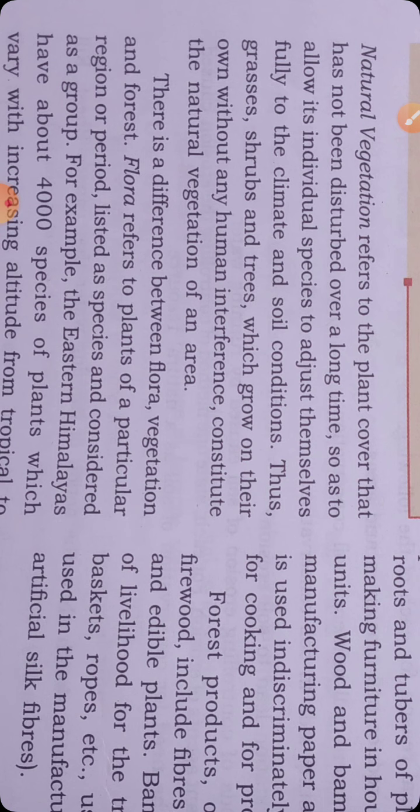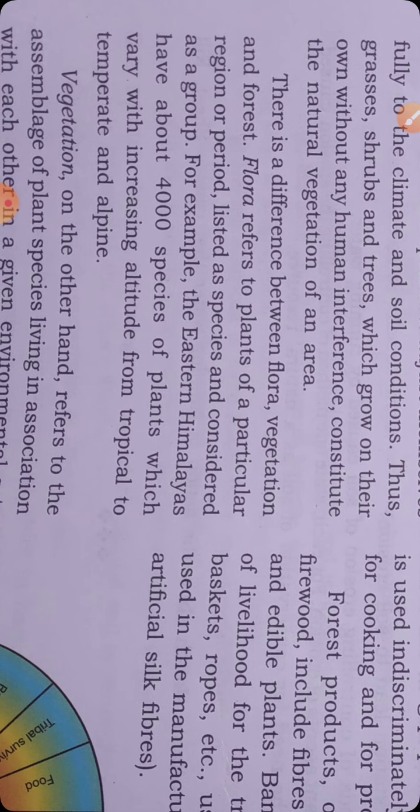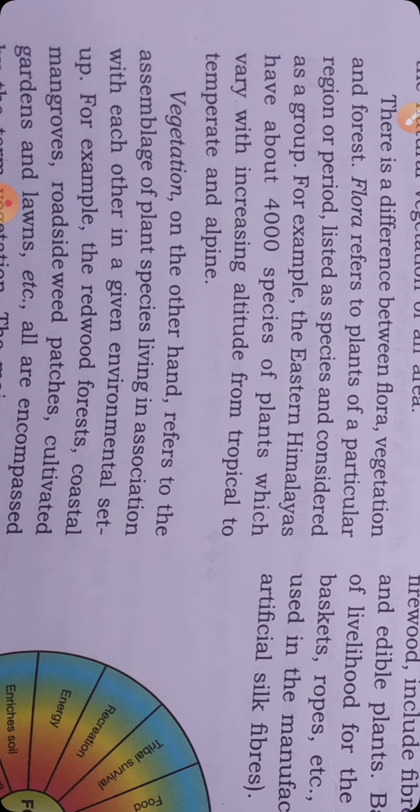What is flora? Underline with your pencils. Flora refers to the plants of a particular region or period, listed as species and considered as a group. For example, the eastern Himalayas have about 4,000 species of plants which vary with increasing altitude from tropical to temperate and alpine region. You understand what is tropical: the more heated areas are called tropical areas. Temperate, which have less heat, are called temperate region, and alpine are mountain areas.